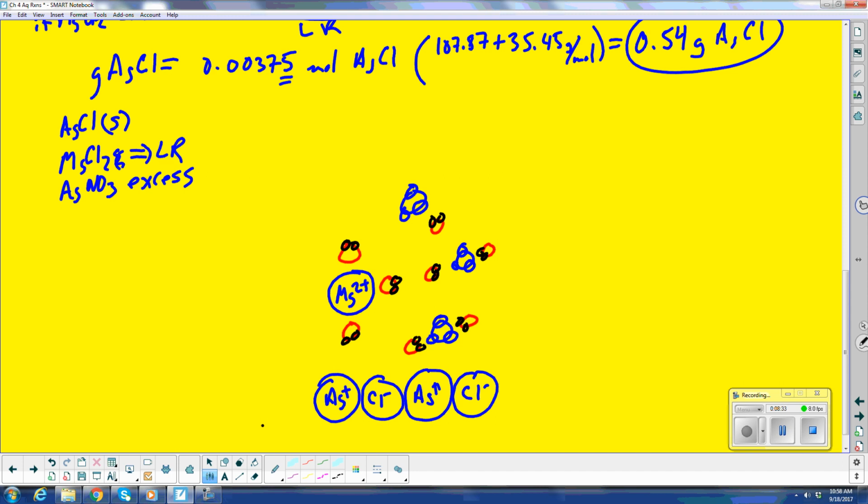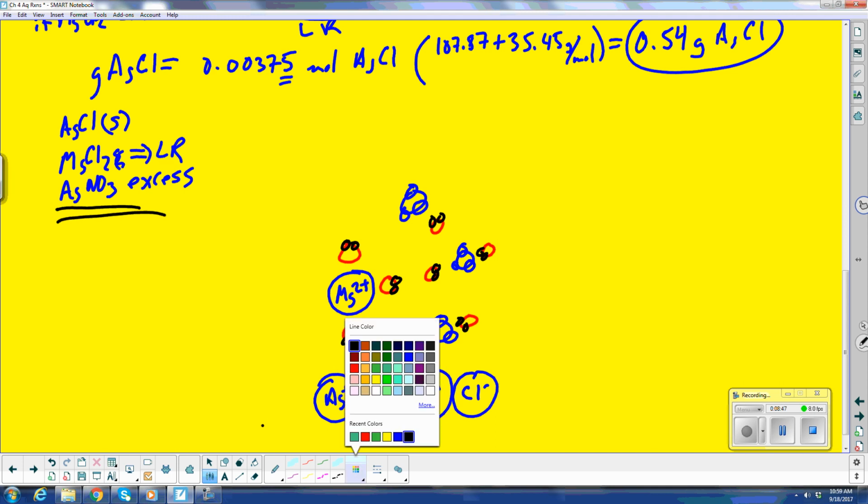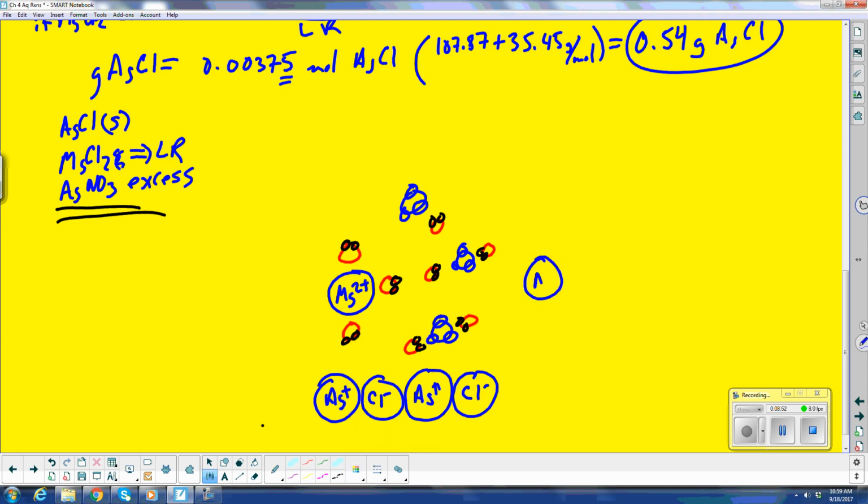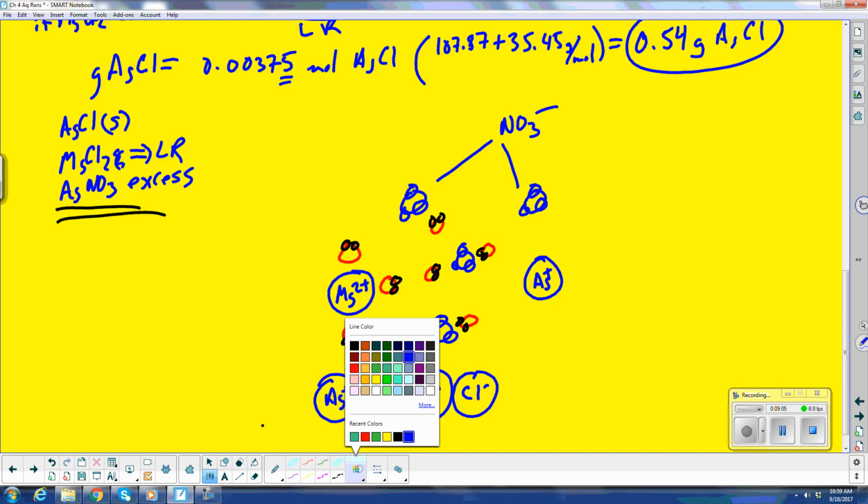That's beautiful, right? Except for, what am I leaving out of here? I'm leaving out my excess reagent. What is excess? My silver nitrate is excess, so that means I have to throw in another silver and another nitrate. There's my silver, and then let's put in a nitrate somewhere here. Okay, so these are my nitrates. Good, and that means then I need some more water.